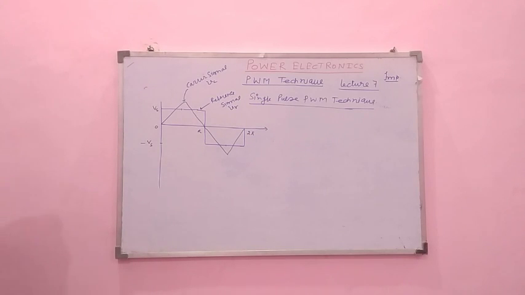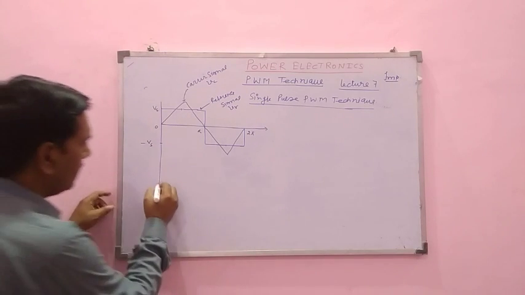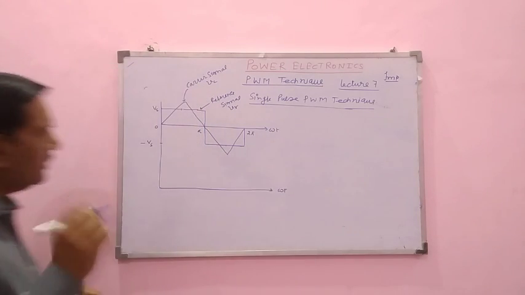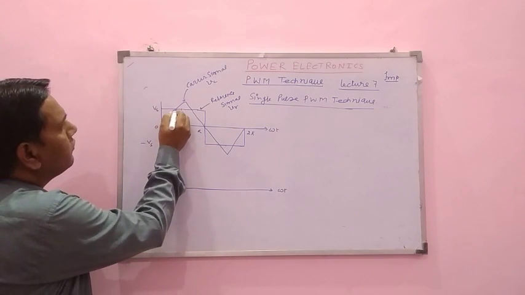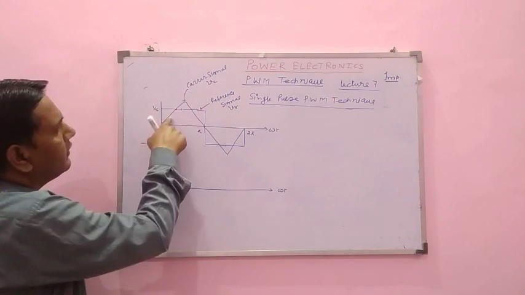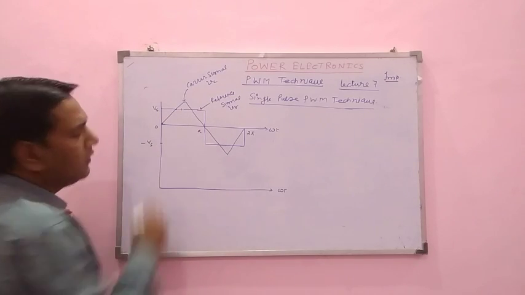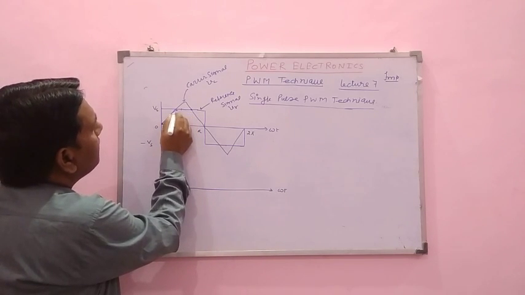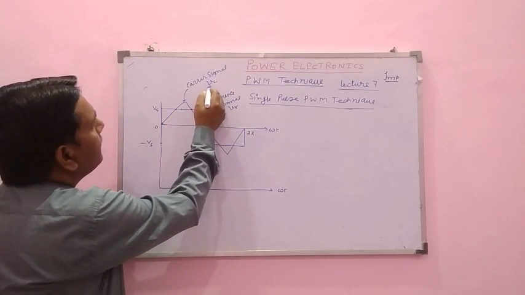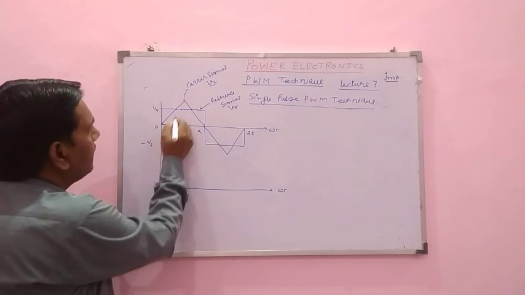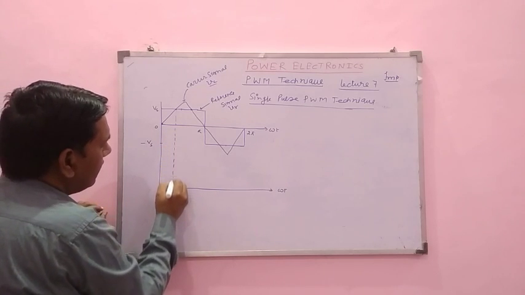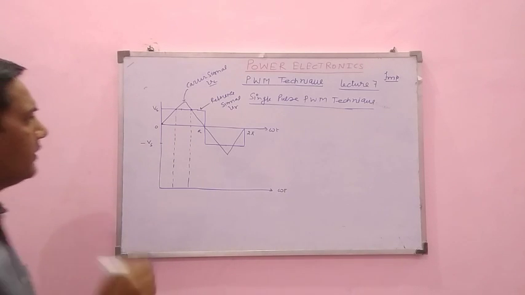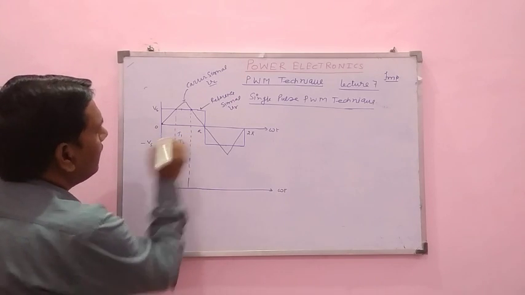So here we have two signals, the carrier signal and the reference signal. We will draw downward. This is omega t and this is omega t. So see here, from 0 to this value the VC is less than VR, therefore no signal will be generated and no thyristor will conduct. But between this point and this point, the carrier signal amplitude VC is greater than the reference signal amplitude. So when the carrier signal amplitude is greater than the reference signal amplitude, thyristors T1 and T2 will conduct.